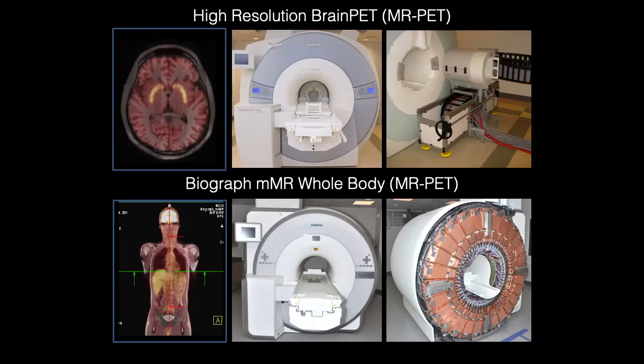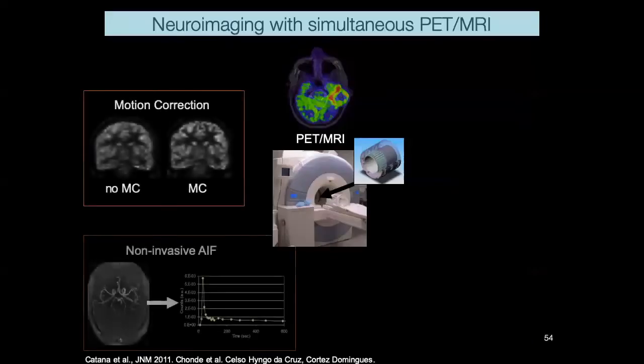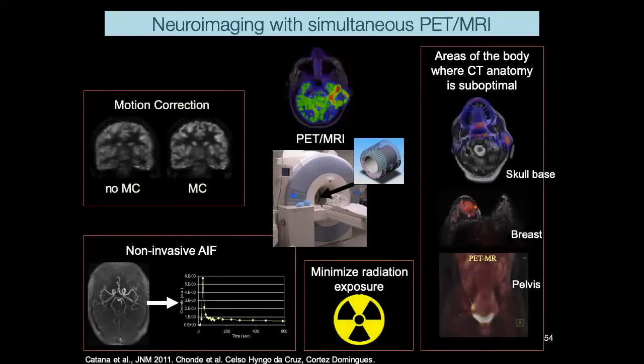And you can truly simultaneously acquire both your MR and your PET images. One is for the brain only, which is a high-resolution BrainPET, and the other one is a commercially available Siemens Biograph MMR that allows you to do whole-body combined PET-MR imaging. And PET-MRI is really an active research field. There's a number of different kinds of applications that are really interesting to explore with PET-MR.